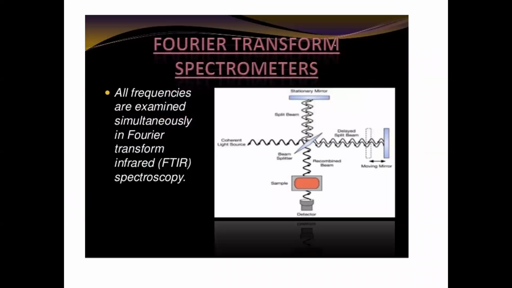So the next one is the Fourier transform spectrometer. It is very important. So all frequencies are examined simultaneously in Fourier transform infrared spectroscopy. Okay, so all the frequencies will be examined simultaneously through the Fourier transform spectrophotometer. Okay, so now we will talk about the applications of IR absorption spectroscopy.